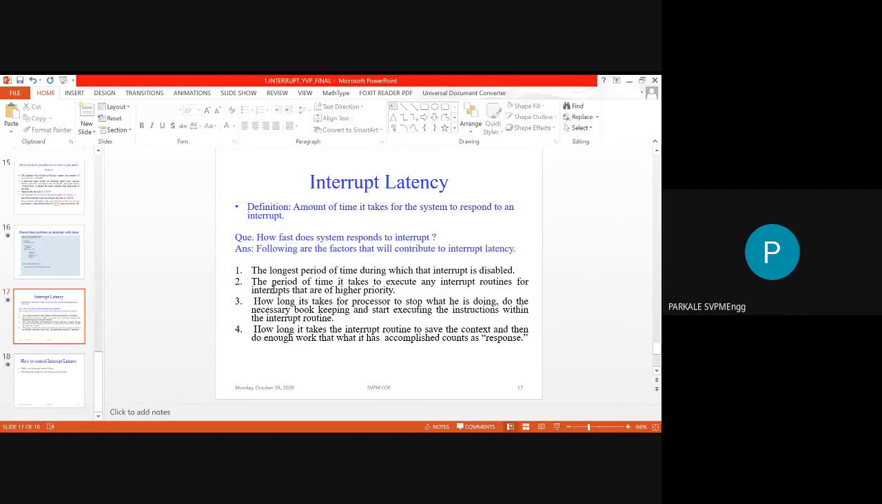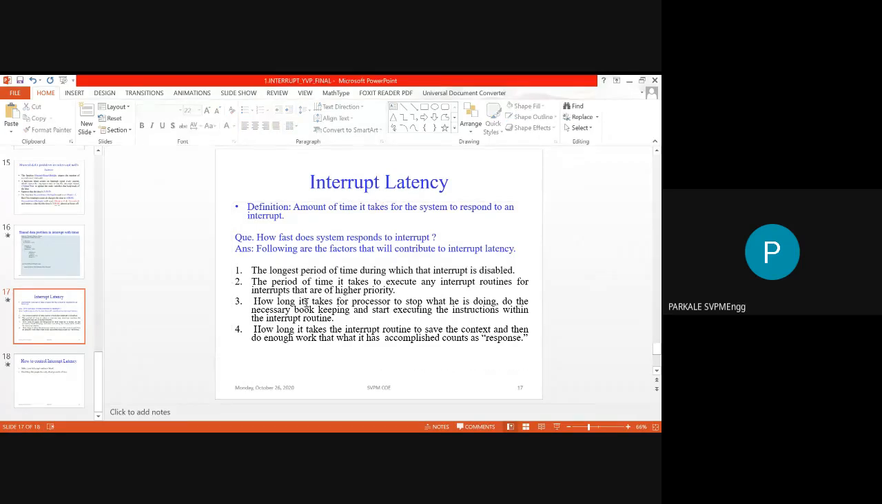Okay, so these are some of the parameters. There are four parameters that will contribute to the complete interrupt latency. The first parameter is the longest period of time during which that interrupt is disabled.